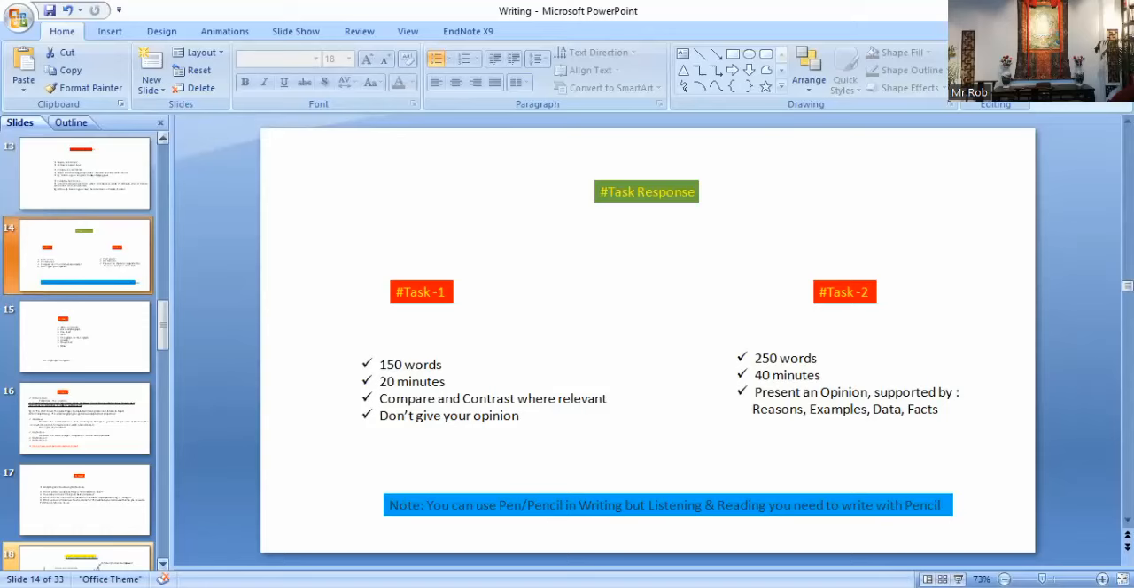Whereas in task two, you have to write about 250 words and the recommended time is 40 minutes. You have to present an opinion supported by reasons, examples, data, and facts. Okay? So those are the differences between task one and task two. So note, you can use pen or pencil in writing, but in listening and reading, you need to write with pencil in the paper-based test.